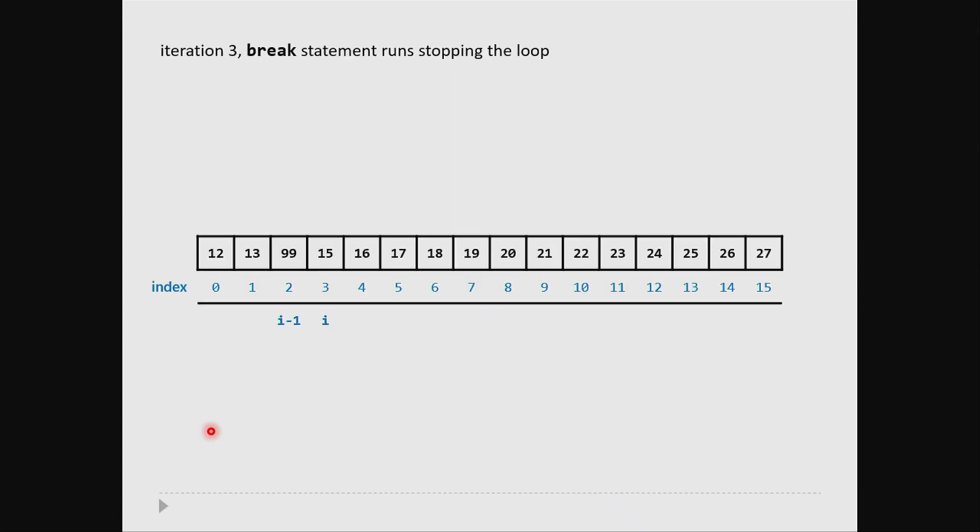Super. So here's iteration 3 of this example. i is 3, i minus 1 is 2, 99 is bigger than 15, so you hit the break statement and away you go. The loop's done.